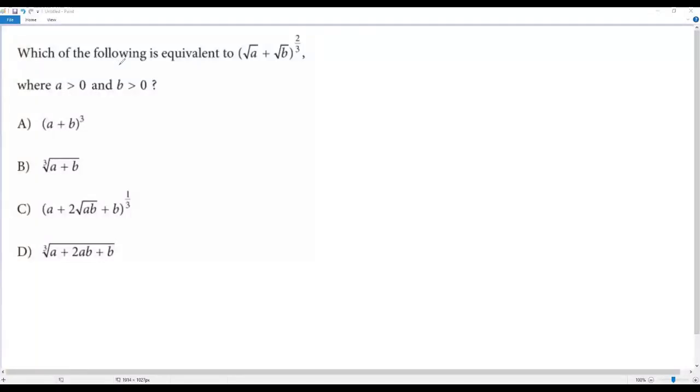Here we have an SAT math question. Let's go with the information. Which of the following is equivalent to (square root of a plus square root of b) to the power of 2/3, where a is greater than 0 and b is greater than 0?